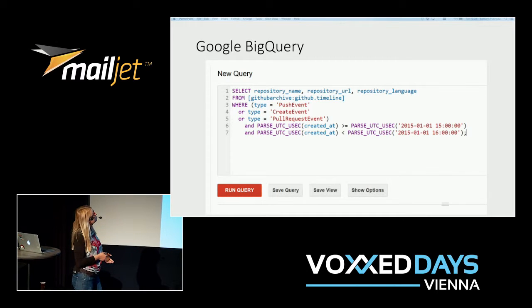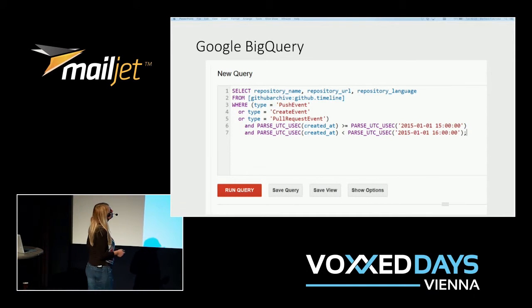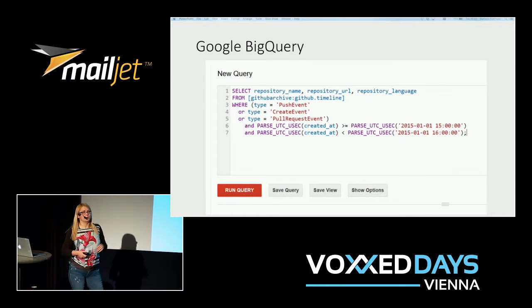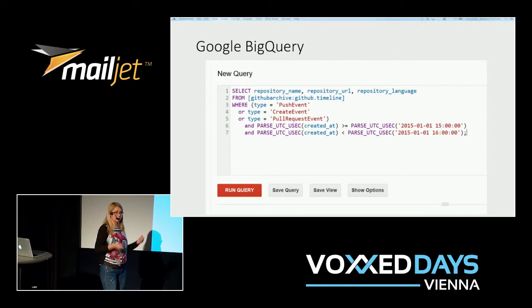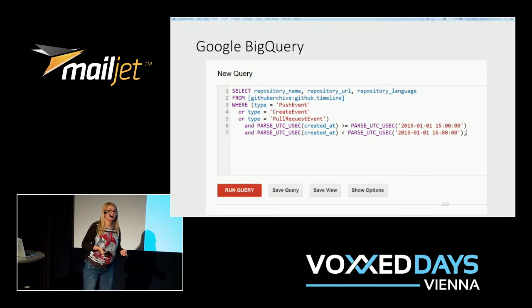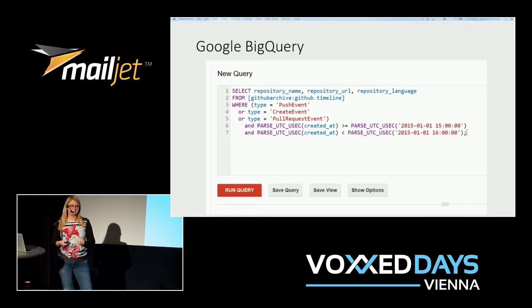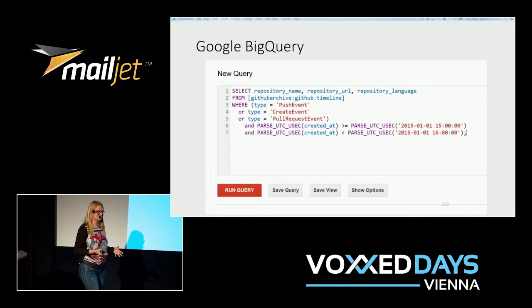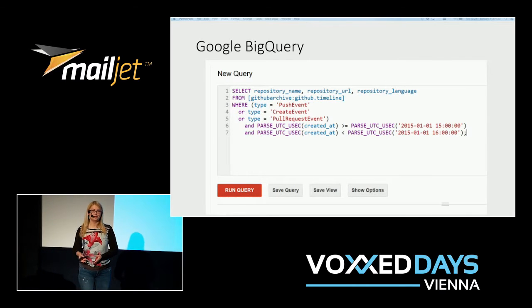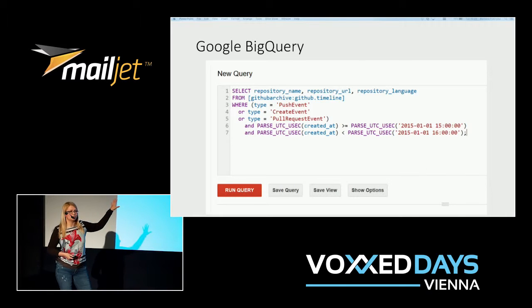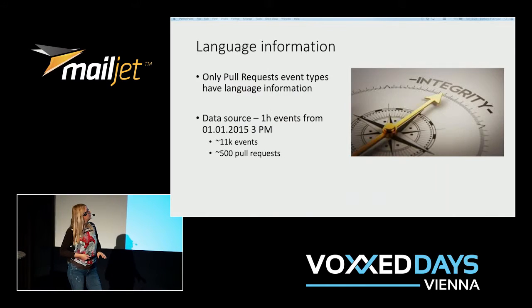So this is a simple example of a query. You could just get repository name, URL, and language for those types of events for an hour on 1st of January 2015. And you can download that data if your data set is small. If the data set you want to download is too big, they ask you to create a table, which is paid. But that was a little digression, we won't do this. It's just for you to know if you want to do serious analysis.